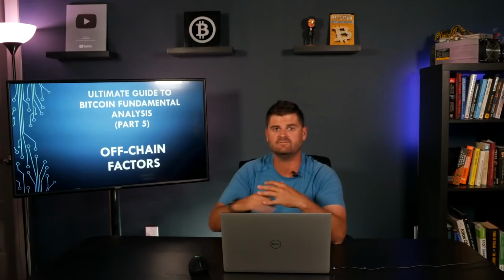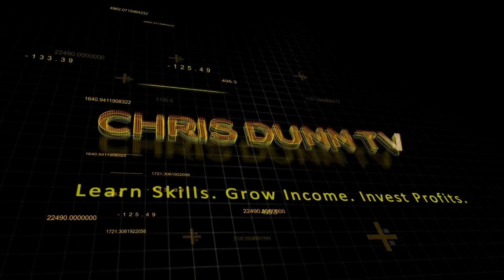All right, welcome back. This is part 5 and the final video in this series where we're talking about Bitcoin fundamental analysis. And this is where we're talking about off-chain factors. So what's all the stuff that can happen in the world that affects Bitcoin's price and ecosystem and the health of the network that doesn't have anything to do with blockchain transactions?